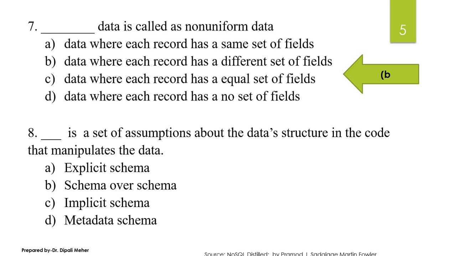Next question is, dash is a set of assumptions about the data structure in the code that manipulates the data. Options are A. Explicit schema, B. Schema over schema, C. Implicit schema and D. Metadata schema. Correct option is option C. Implicit schema. Implicit schema is a set of assumptions about the data structure in the code that manipulates the data.